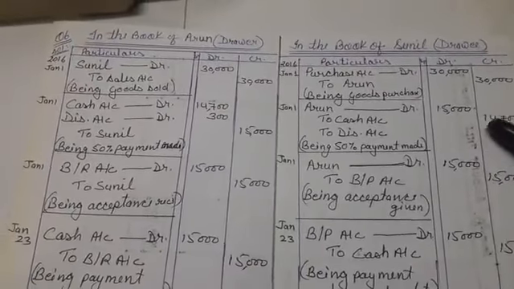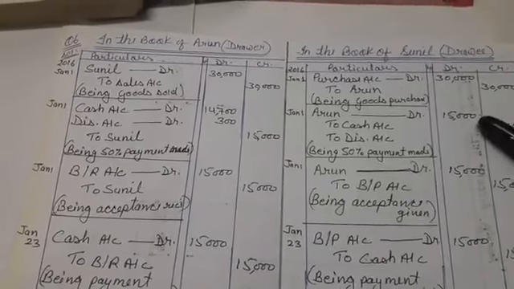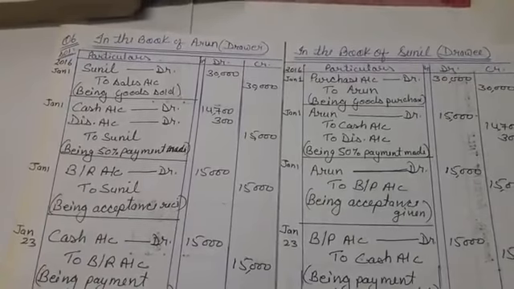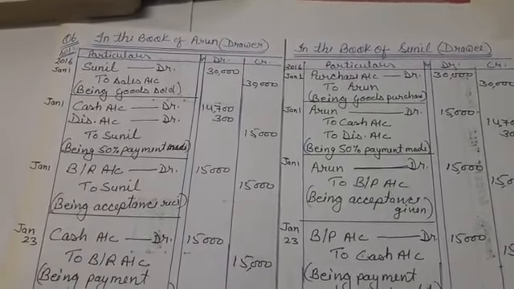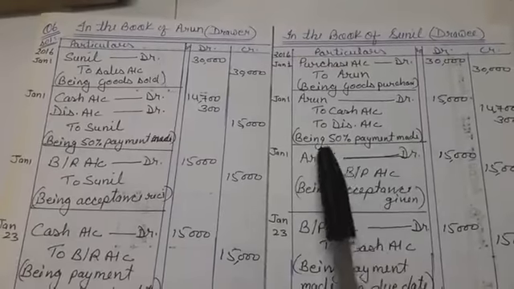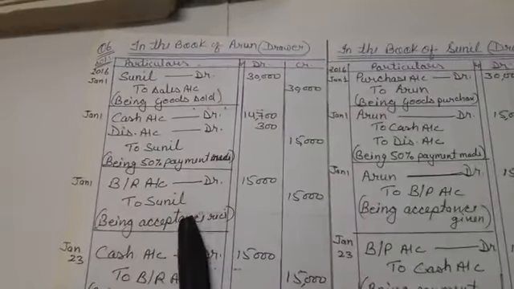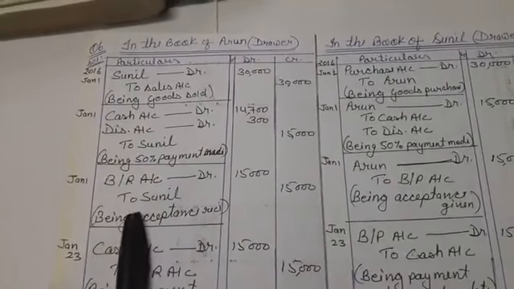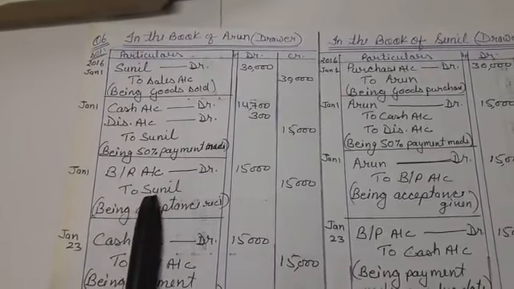Sunil is giving to Arun. Sunil has to give Arun this 15,000, but due to the cash discount he will pay 14,700 and cash discount is 300. Now the narration will be being 50% of payment was made. Now come to the next one. Third entry will be the BR entry. That will be the receipt of BR.